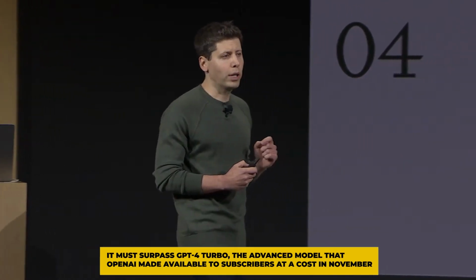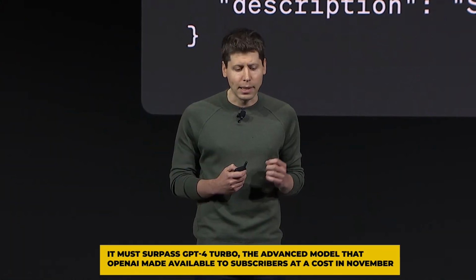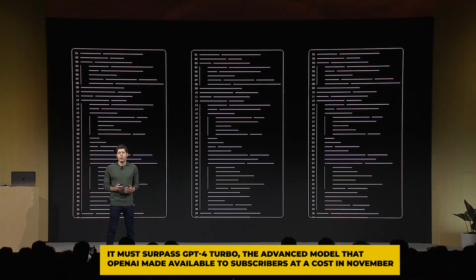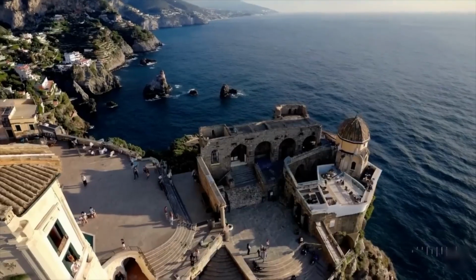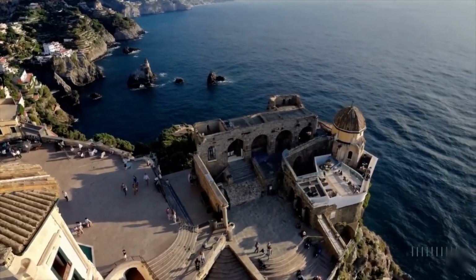But Mr. Altman has previously stated that until the model's training was underway, it would be difficult to foresee its new abilities and skills. Primarily, it must surpass GPT-4 Turbo, the advanced model that OpenAI made available to subscribers at a cost in November. How do you feel about Sora from OpenAI? Do you think it is possible for ChatGPT to surpass Sora?